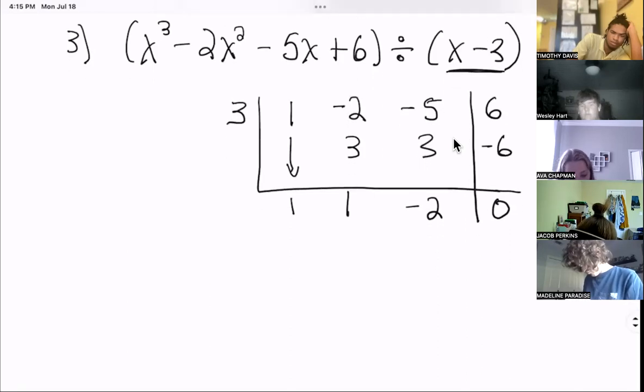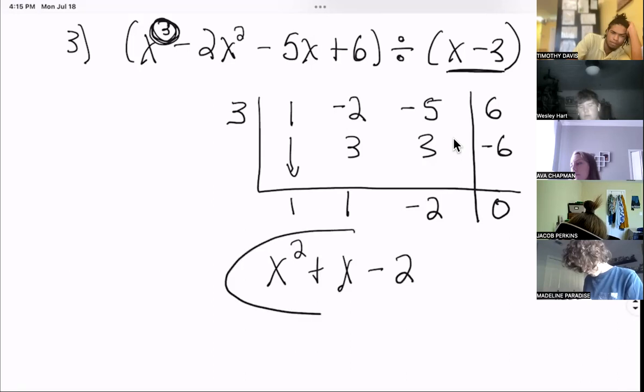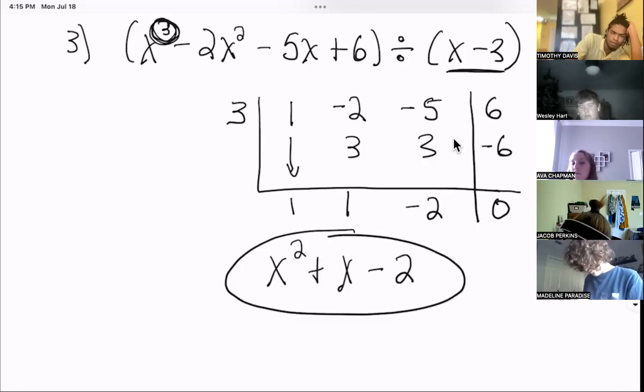So my answer is, I started with a cube. My original problem is a cube, which means my answer is going to start with a square. X squared, you can put 1x squared if you want, plus x minus 2. And there is no remainder. And that's it.